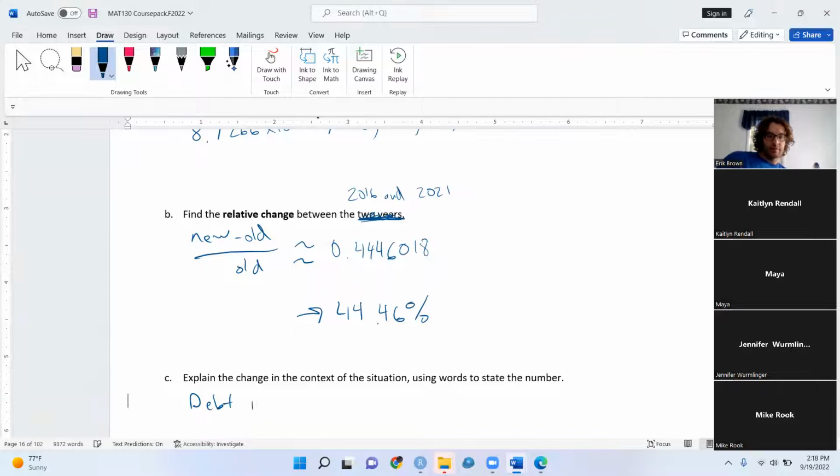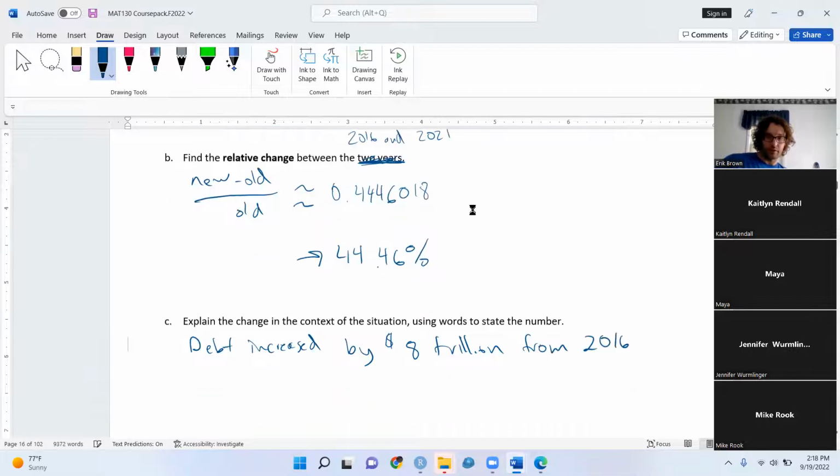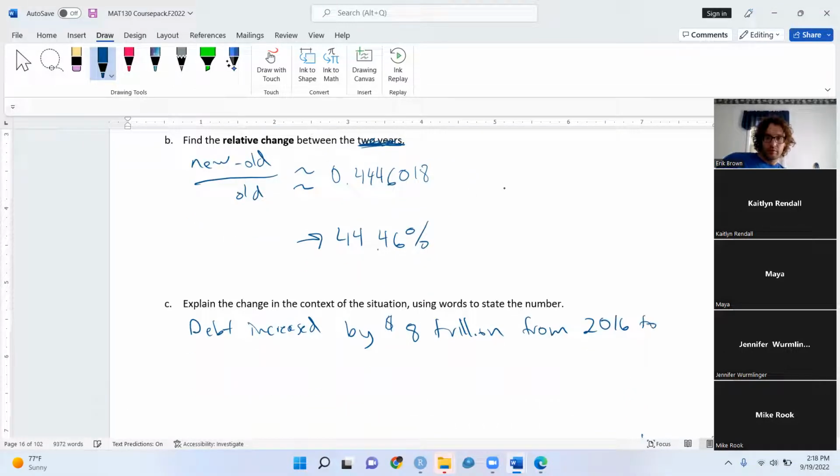Debt increased by, did I say million? Trillion. $8 trillion. Thank you, Mike, for making that clarification for all of us. So essentially what this is saying is, people in charge of the government during this period of time added $8 trillion to our total debt.